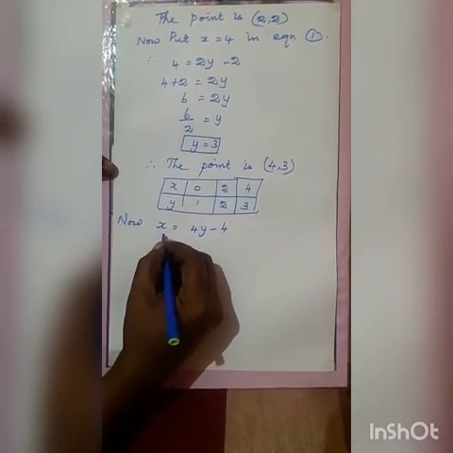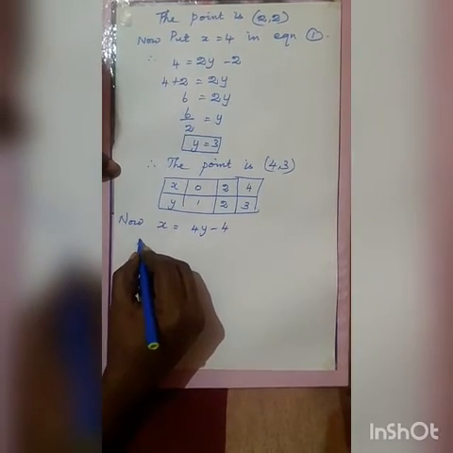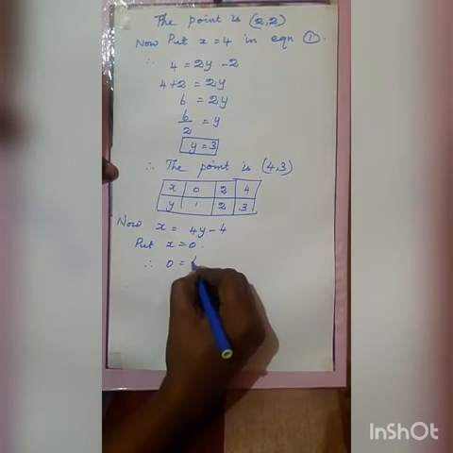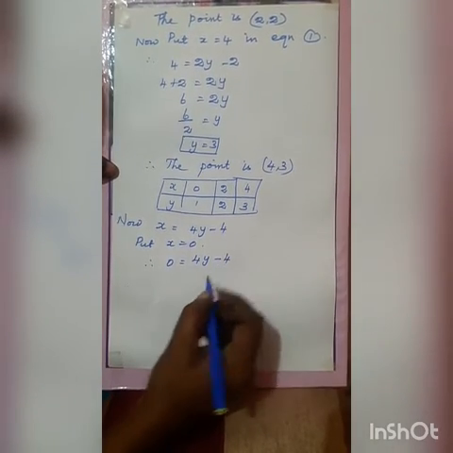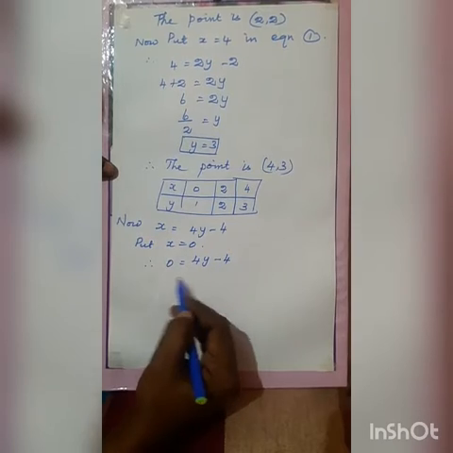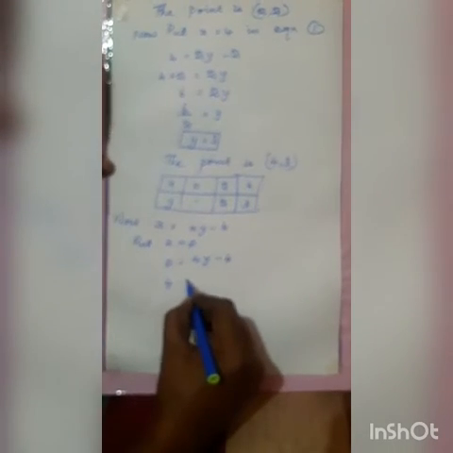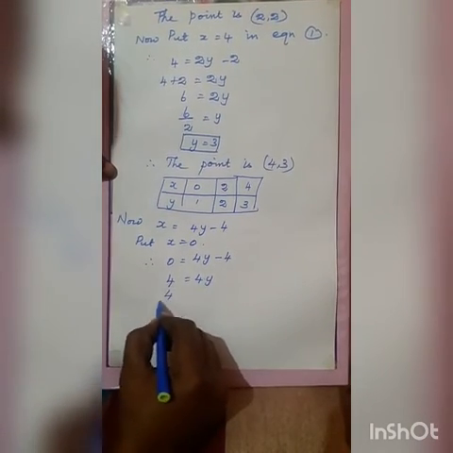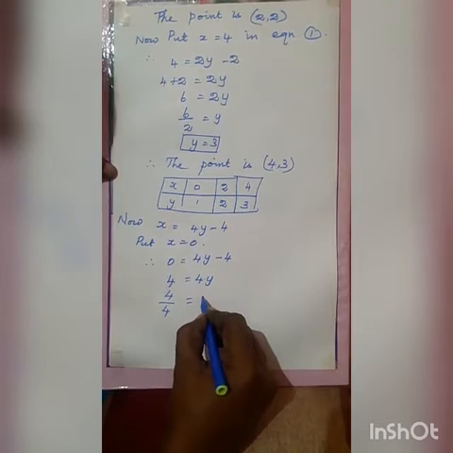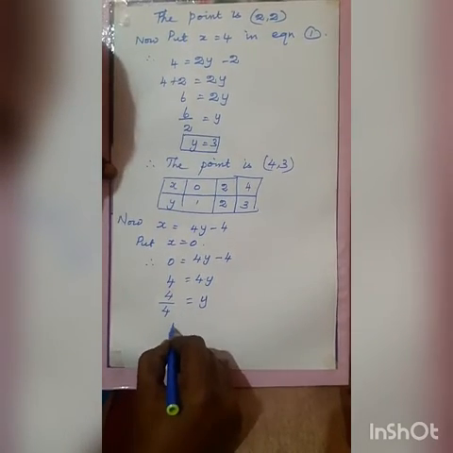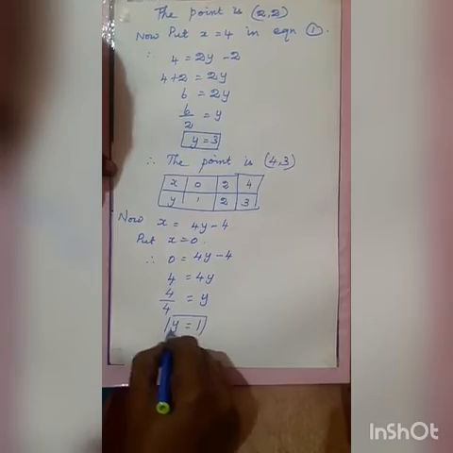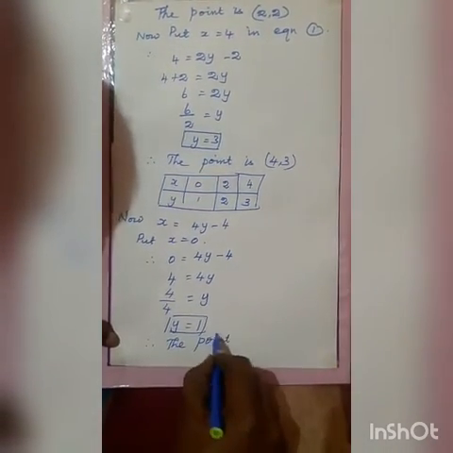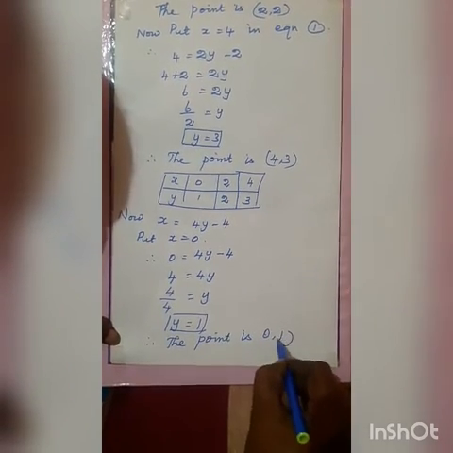Here you have to take any value for x. Now, put x equal to 0. Therefore, 0 is equal to 4y minus 4. While transposing, minus 4 becomes plus 4. Therefore, 4 is equal to 4y. And then, here 4 becomes a division. Therefore, 4 by 4 means 1. That is equal to y. Therefore, the point is 0, 1.